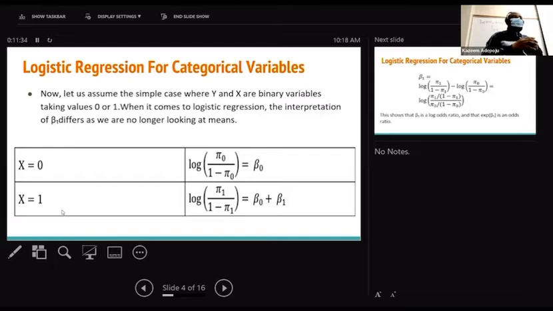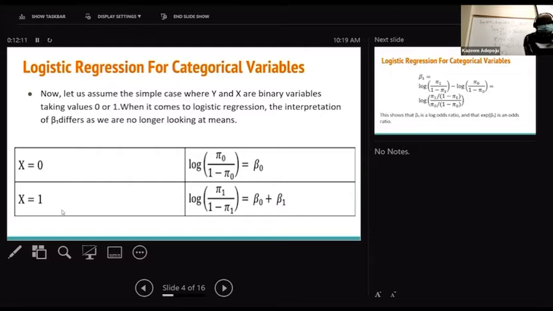If I want to estimate the parameters, how will I get beta naught? Take a look at the board. The moment I know the pi's and I take the log of the odds ratio, I'm going to get beta naught mathematically. How will I get beta 1? We're going to subtract. If I have beta naught plus beta 1, and I do this minus this, what do you think I'm going to have?